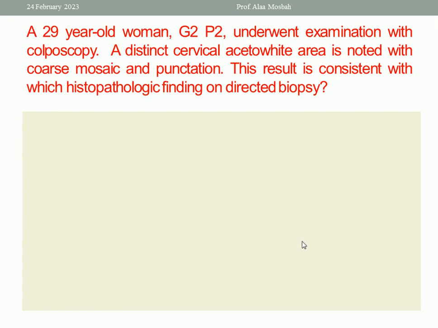A 29-year-old woman, second gravida, second para, underwent examination with colposcopy. A distinct cervical aceto-white area is noted with coarse mosaic and punctation. This result is consistent with which histopathologic finding on directed biopsy?